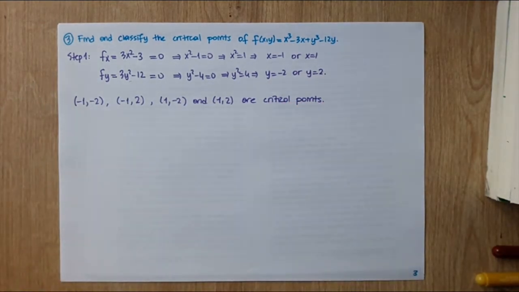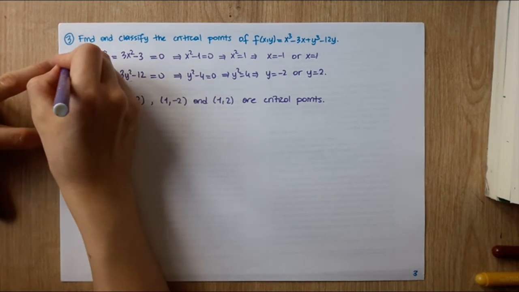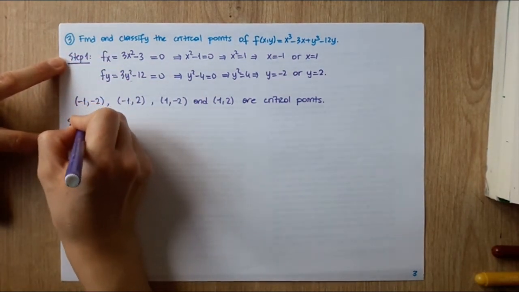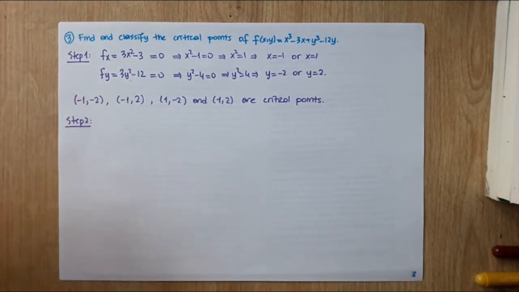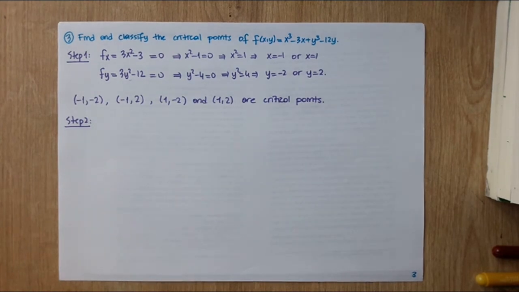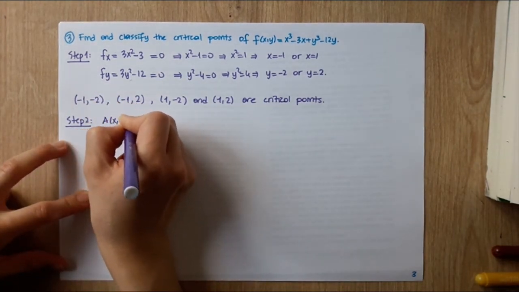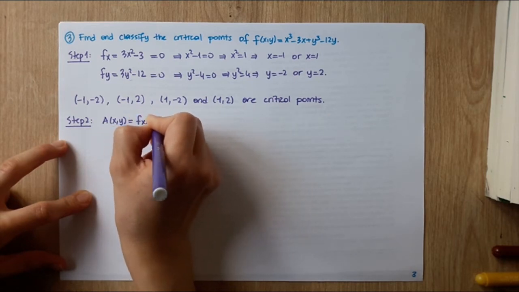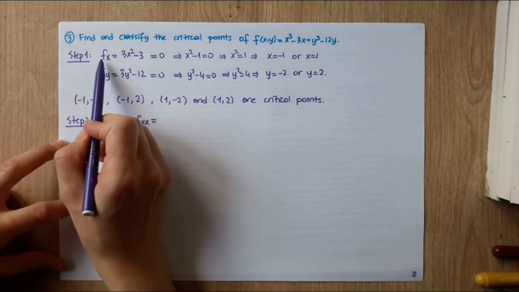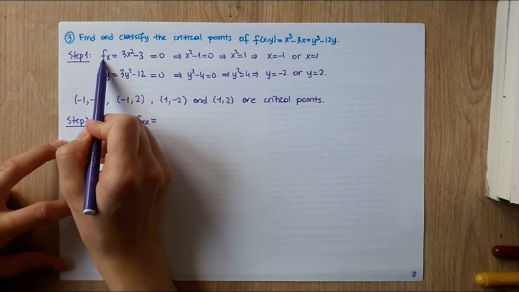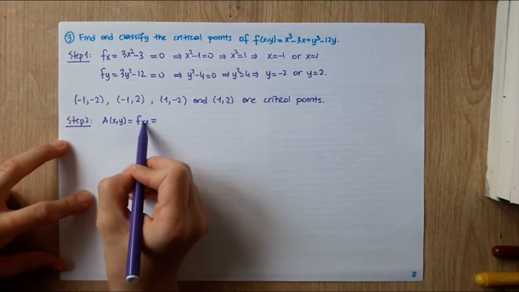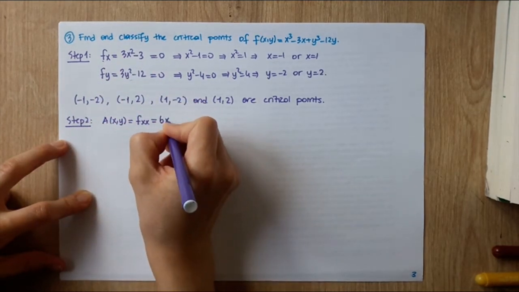These are critical points. Okay, so now it's step 2, we need to calculate a, b, c, and delta. And we know that a is the second derivative of f with respect to x. Let's evaluate the first derivative of f with respect to x to obtain this derivative. So I have 6x.